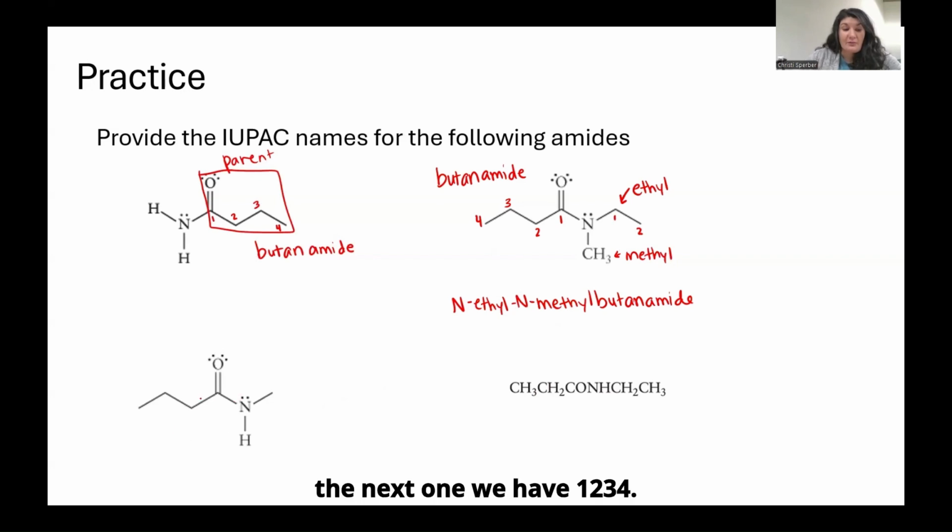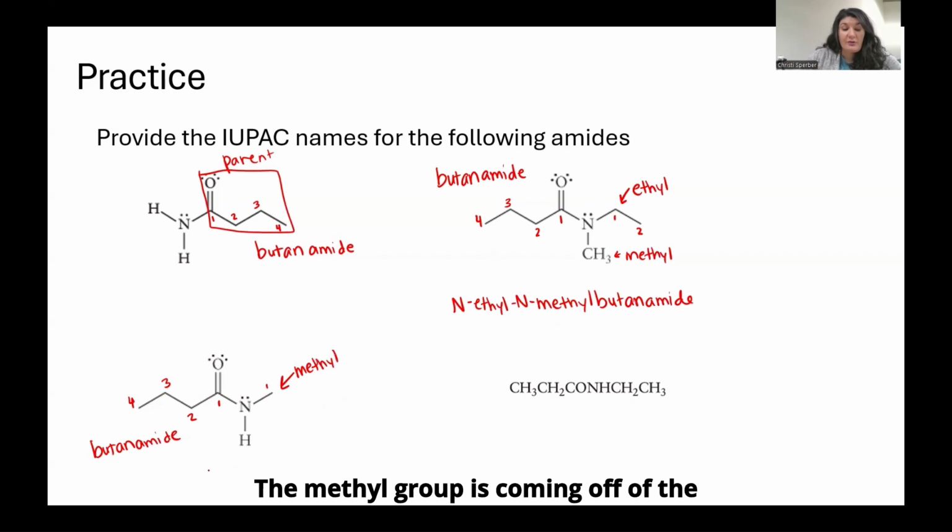For the next one, we have 1, 2, 3, 4. We have butan again, an amide ending. On the nitrogen, we have hydrogen coming off of it and a 1-carbon substituent, which is methyl. The methyl group is coming off of the nitrogen. So we have N-methyl butanamide.